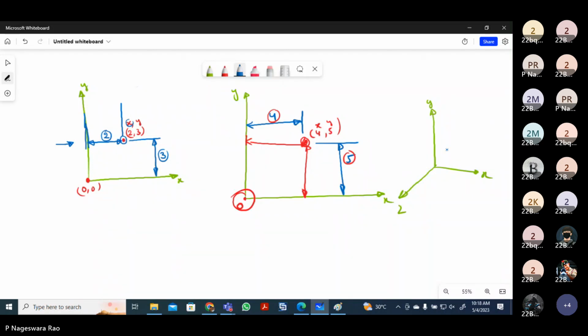So it depends on it, suppose you take any point in space here. Now I am going to draw dotted lines like this, you can observe here. We can highlight this one.